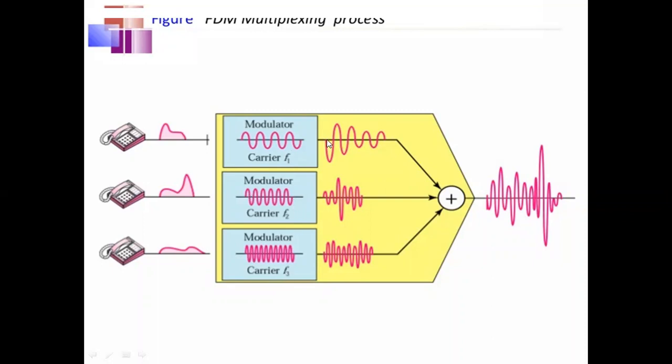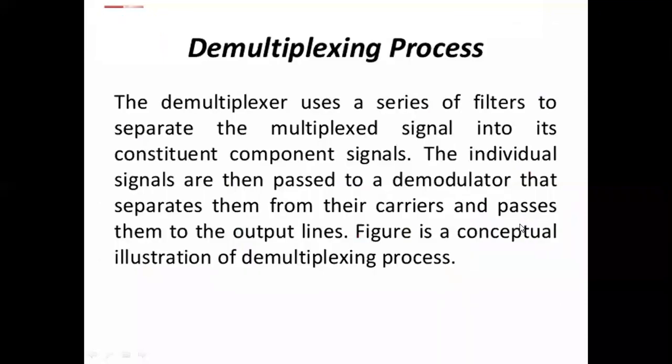Now see the signal frequency ranges. Here is one of the frequencies, this is another frequency, and this is another frequency. All these frequencies are added here. Now the output, a composite signal, is generated. This composite signal is ready to transmit on a channel.